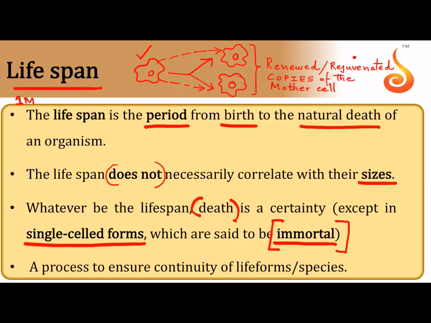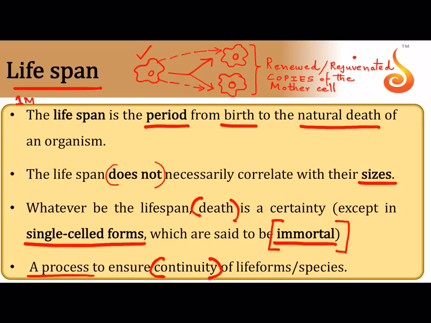Okay? There should be a process. It is important to note that there should be a process to ensure continuity of life forms. Today, when we look back, we have so many new species and life forms of plants and animals on this planet. And in evolution, you will learn how they came to exist, through a gradual process of change.